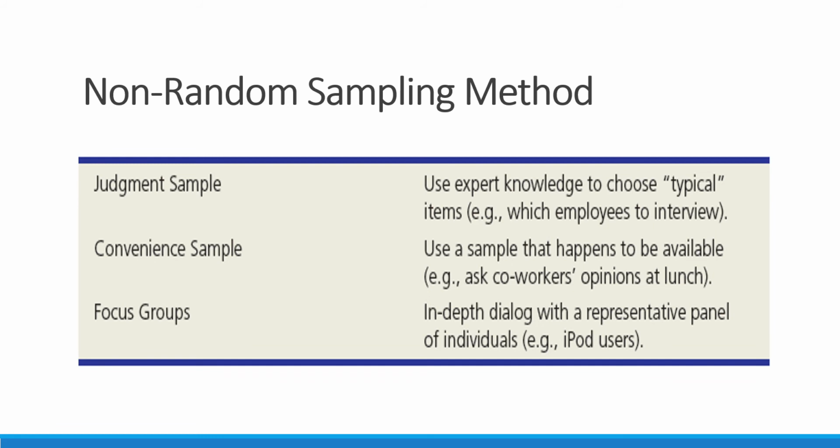So in this case, this process is not random at all. There is a pre-selection, and this pre-selection is due to the knowledge of some expert. Of course, here the choice may be subjective, because maybe the expert knows some universities or is leaning towards some universities more than others. The second type of non-random sampling is convenience sample.